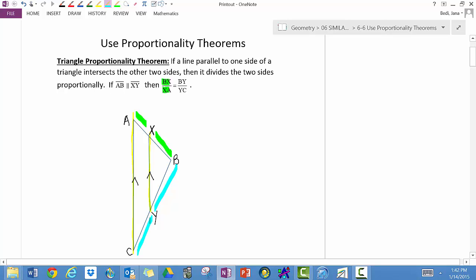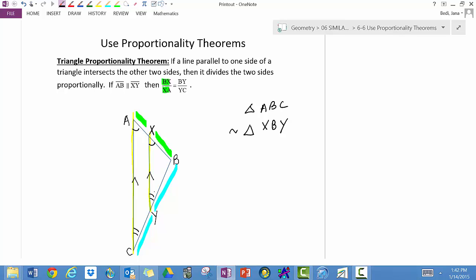This is the triangle proportionality theorem. I also want to remind you that triangle ABC is similar to triangle XBY because these are corresponding angles and they are congruent. So the two triangles are similar by AA.